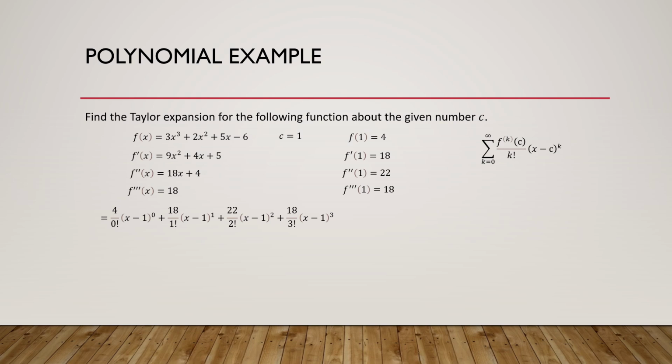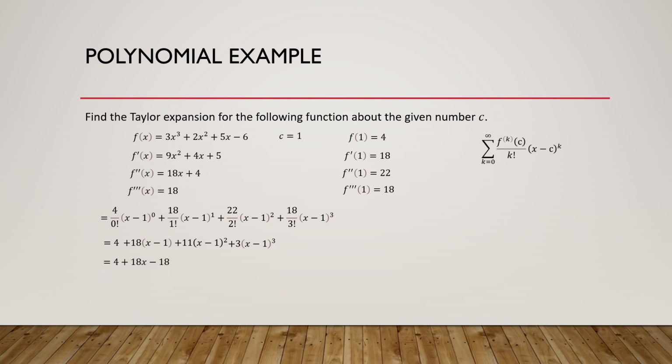We first simplify. 4 over 0 factorial is 4 over 1, or 4. 18 over 1 factorial equals 18. 22 over 2 factorial equals 11. And 18 over 3 factorial equals 18 over 6, or 3. Next, we complete the arithmetic within the parentheses.